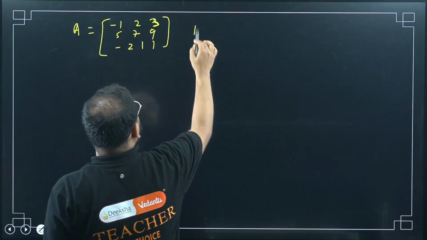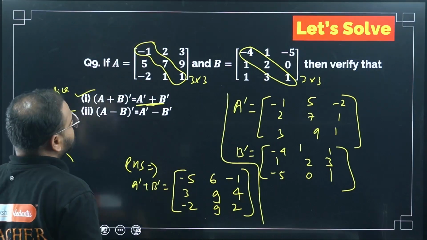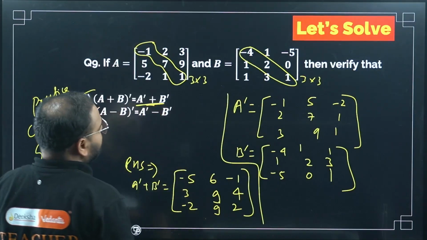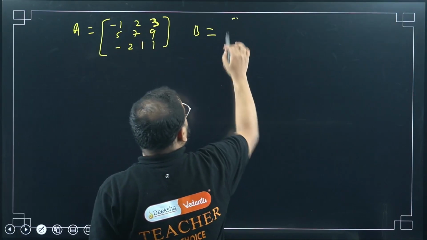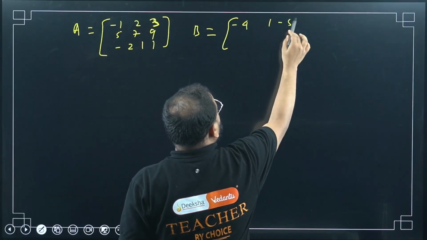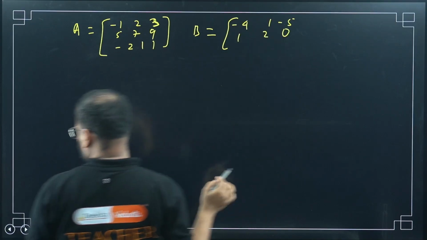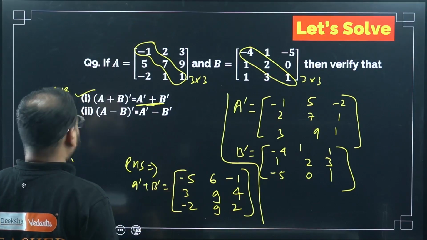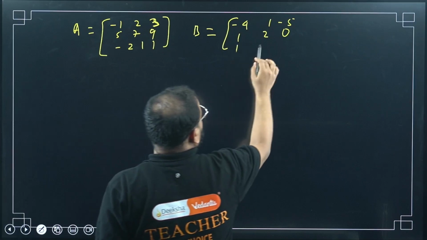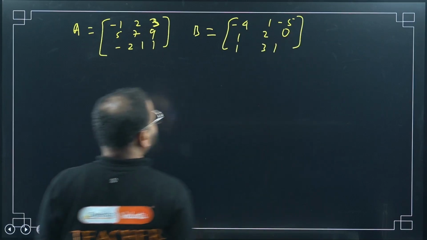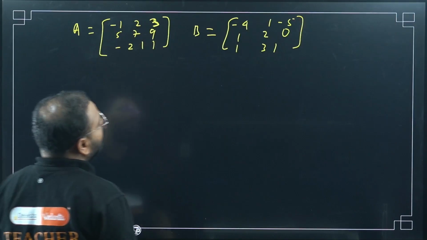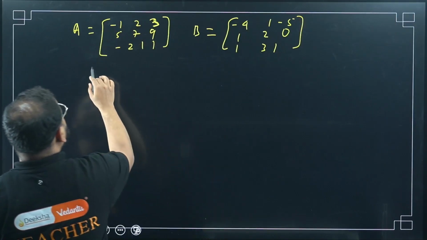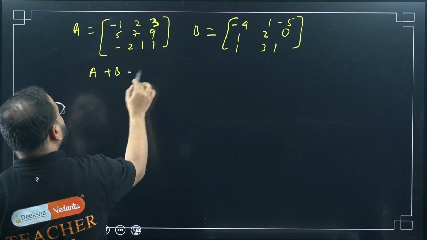Now what about B? B is nothing but minus 4, 1, minus 5, 1, 2, 0, 1, 3, 1. We have to add it first. So let's do this. A plus B first.